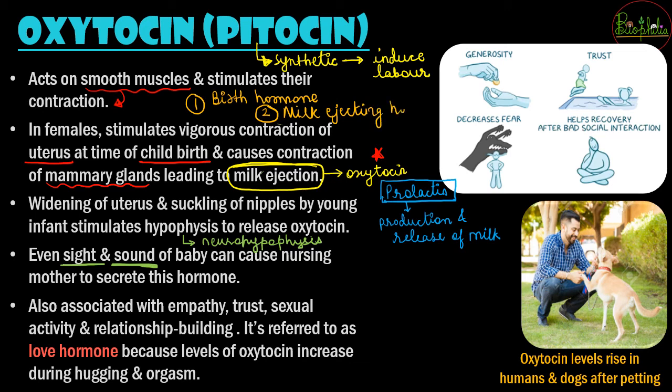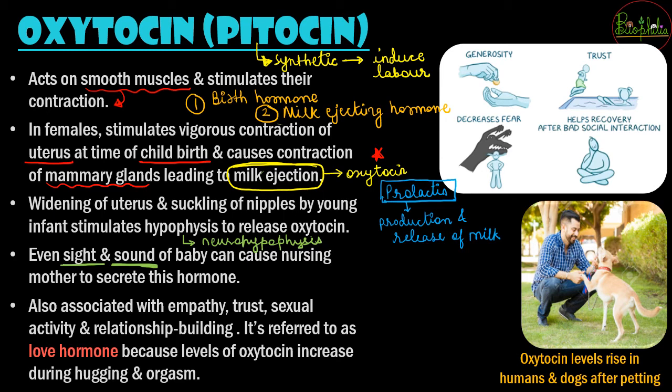So you should not get confused if you are asked which of the following is a birth hormone. Which one is the birth hormone? It is going to be the oxytocin. So here we discussed the functioning of oxytocin in pregnant or lactating females.